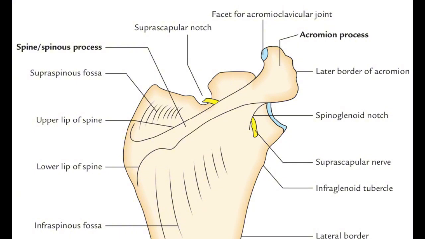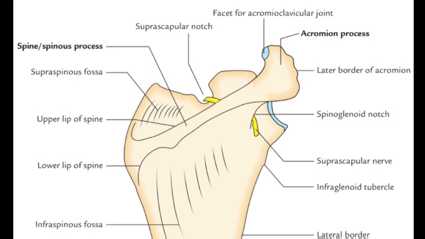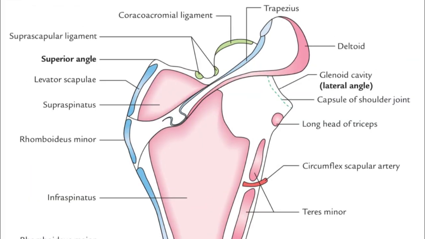Above the spine is called the supraspinous fossa. Below the spine is called the infraspinous fossa. Don't forget: above the spine is supraspinous, below the spine is infraspinous, and in front is the subscapular fossa. The supraspinous fossa marks the origination of your supraspinatus muscle, which inserts on the greater tubercle, while the infraspinous fossa marks the origination for infraspinatus.